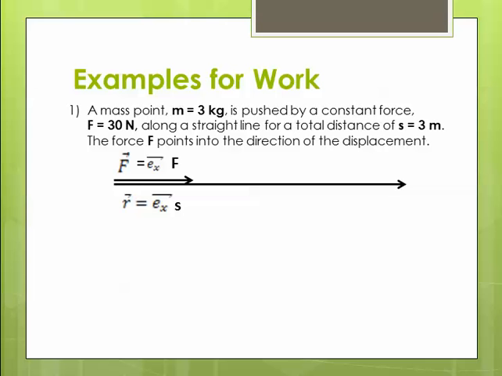Now the direction, that is Ex, is pointing to the right, as given by the small arrow. That is our unit vector, Ex. So F and R both point into the same direction, the direction of Ex. The magnitude of the force vector is F and the magnitude of the displacement vector is S.